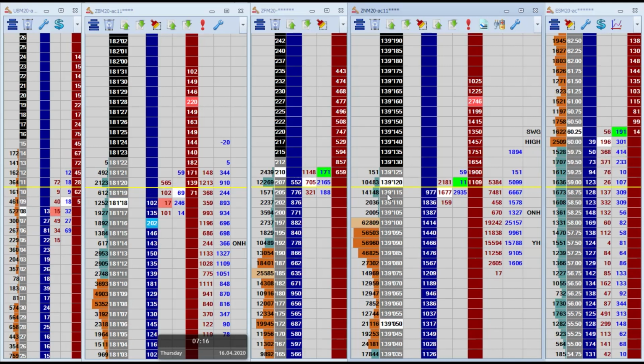$14,000 printed here at 11.5. They tried to sell it down. They couldn't quite do it. Looks like buyers stepped up and just soaked it all up.